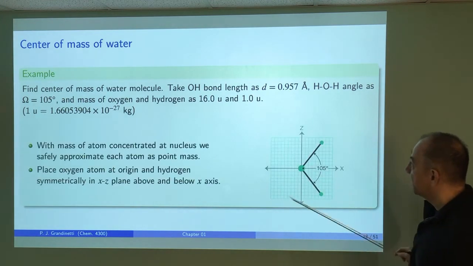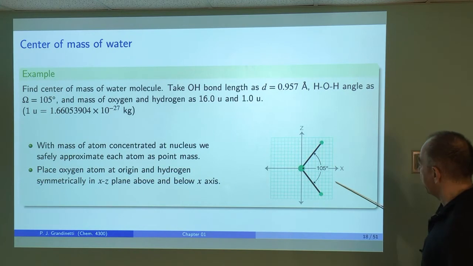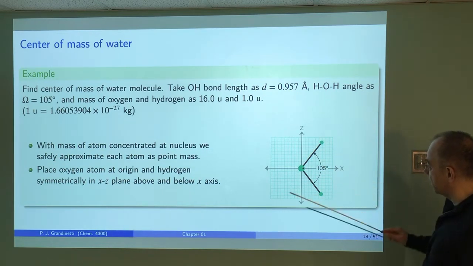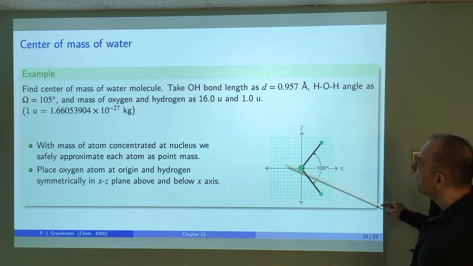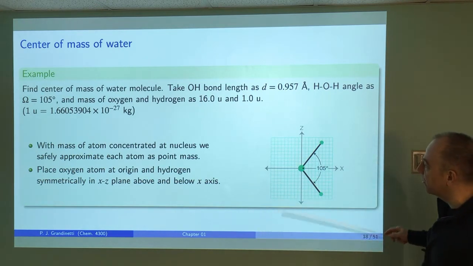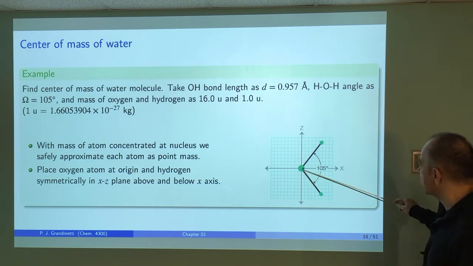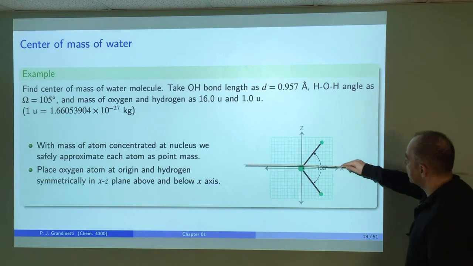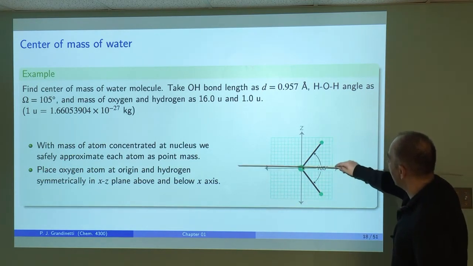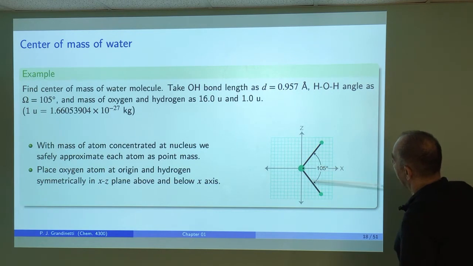So in this picture, what we're going to do is define a frame, and in this frame we're going to place the water molecule in the ZX plane. So the water molecule has no coordinate along the Y, which is coming out of the board. And we're going to assume that all the mass is concentrated at the nucleus, so we can assume that the atoms are point masses and just place them in this grid. We're going to put oxygen at the origin, and with our orientation here, we're going to make it symmetrically positioned about the x-axis, so half the angle is above, half the angle is below.